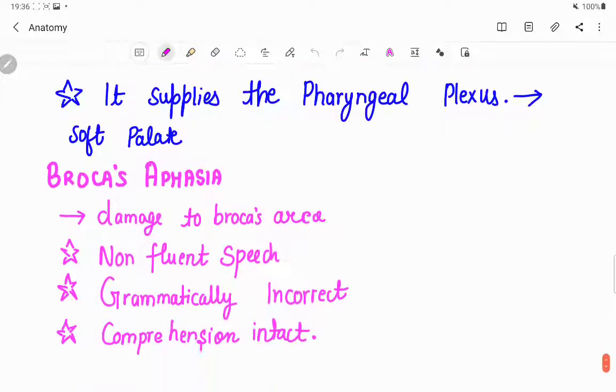Now let us talk about a disease called Broca's aphasia. It is basically damage to Broca's area in which a person is not able to speak fluently. He or she is always grammatically incorrect, and you can see a lot of videos on Broca's aphasia on YouTube. The patients take a lot of time to frame words in their mind and they are not able to speak in flow. All right, so they are non-fluent in speech, but their comprehension is intact. So these are all the symptoms of Broca's aphasia.